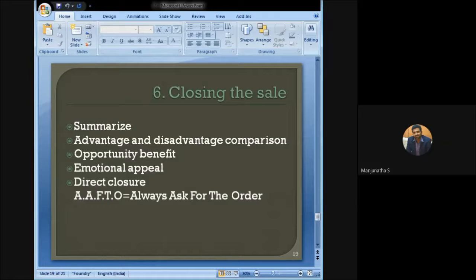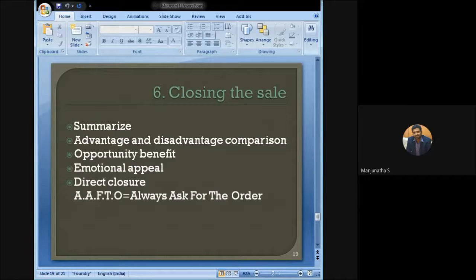Then the sixth step of the selling process is closing the sale. Here, before selling the product or while selling the product, we have to summarize the whole discussion which has happened. It may be negotiation, question and answer, a presentation, or understanding. Everything is supposed to be summarized before selling the product.